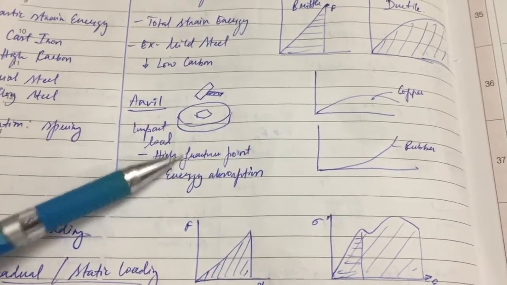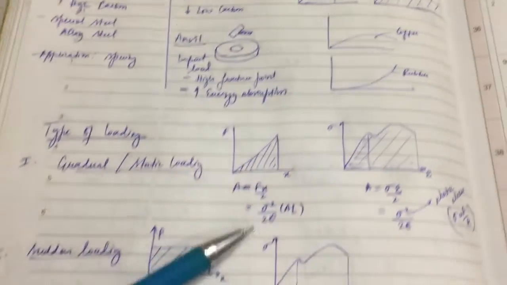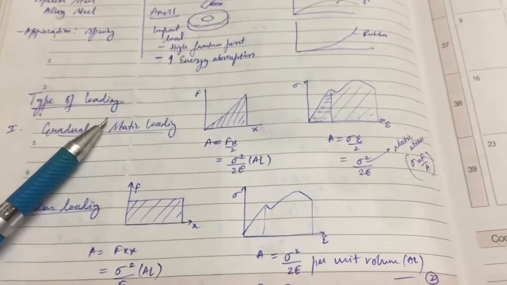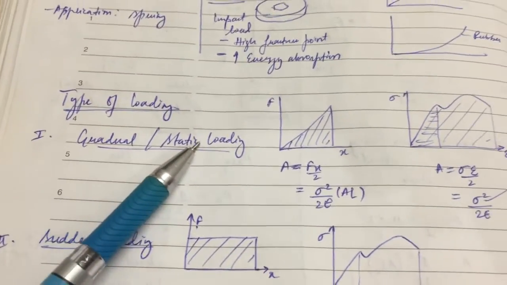And in this case their fracture point is far away, and they have a very high energy absorption rate. Okay, so there are types of loading, and what are the stress-strain curves as well as the load-deflection curves. So for the general gradual loading, it is also called static loading.